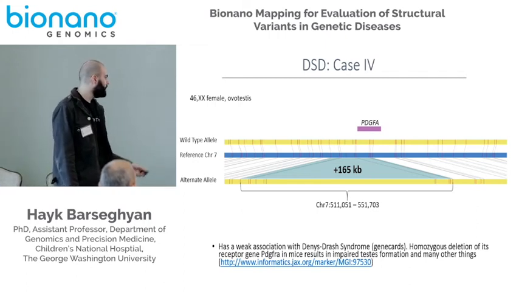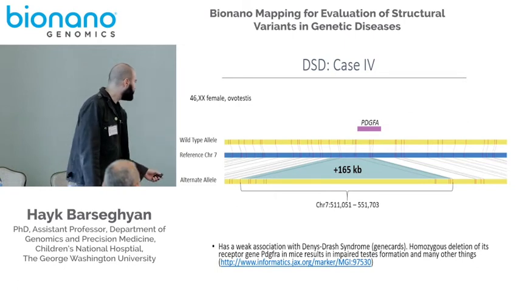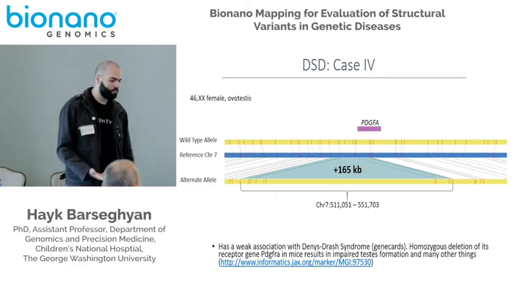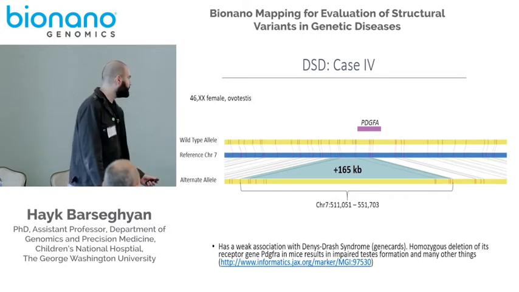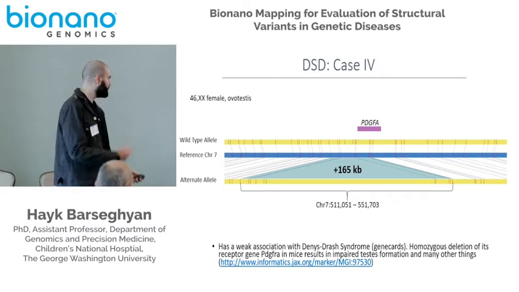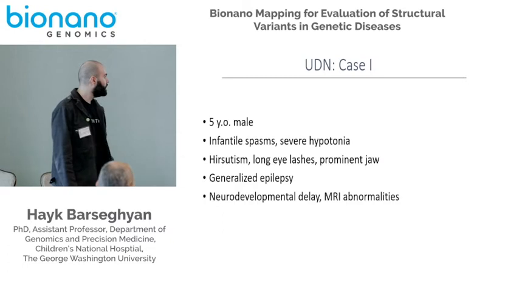with Denys-Drash syndrome, and homozygous deletions of its receptor gene in mice result in ovotestes. So one of the things that we're thinking is that if it's a duplication of this gene, it could actually drive some of the ovotesticular formation. But again, it's a research variant.